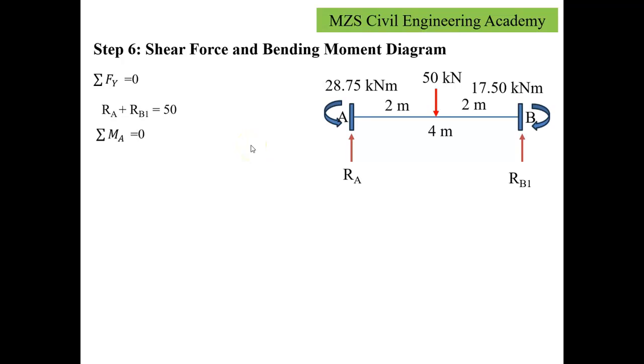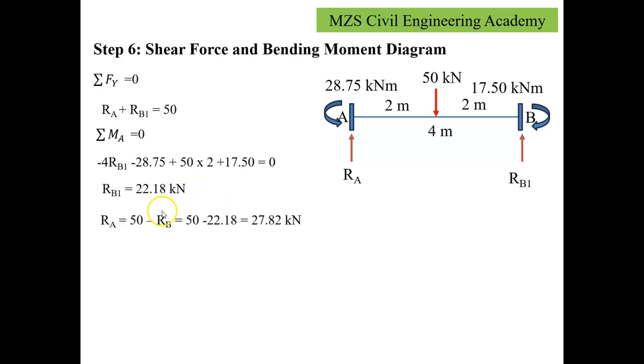And if I take the summation of moments about the joint A, the moment at joint A will be a resultant of the effects due to the reactive force and all forces acting along the span. So we can write it as: minus 4 RB1, minus 4 because it is going to have anti-clockwise rotation. RB will give anti-clockwise rotation about joint A. Minus 28.75, this is the contribution of the moment at end A. Plus 50 into 2, this is the moment caused by the applied force at mid-span. Plus 17.50, it is the moment at end B. From this we get the RB1 value as 22.18.